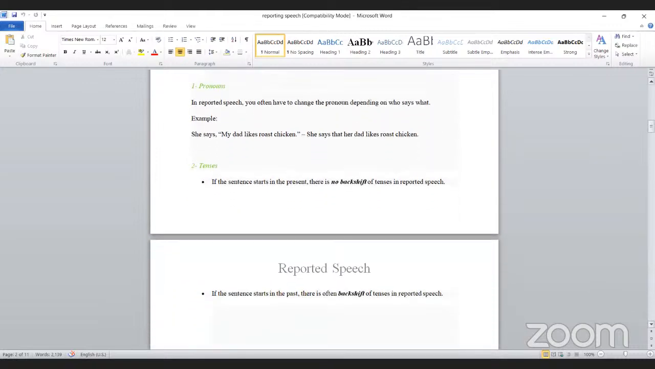Right? But if the sentence starts in the past, there is often back shift of the sentence in reported speech.